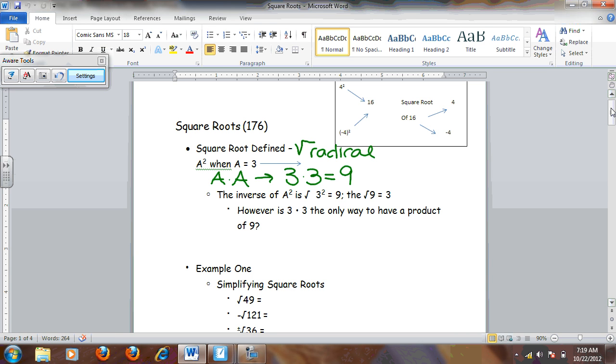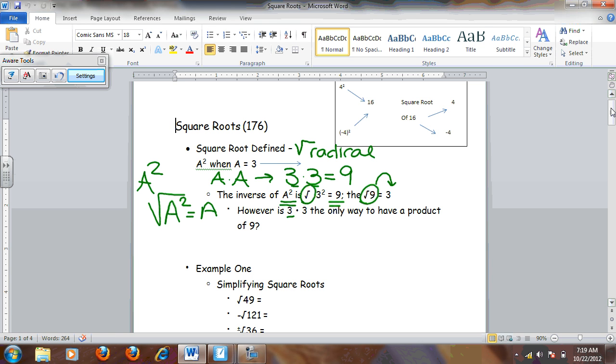The inverse of squaring a number is the square root. So if 3 squared, which is 3 times 3, equals 9, then the square root of 9 will equal 3. To undo squaring a number, you will get the square root of the number.